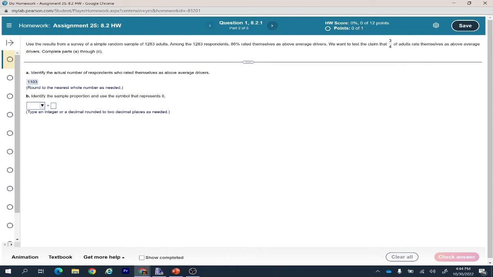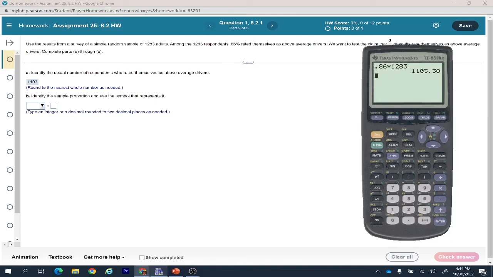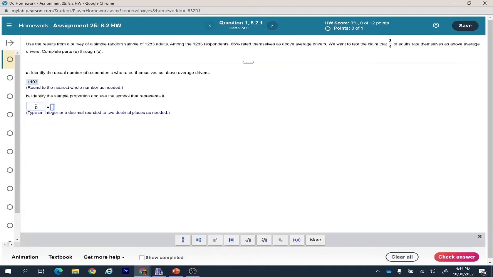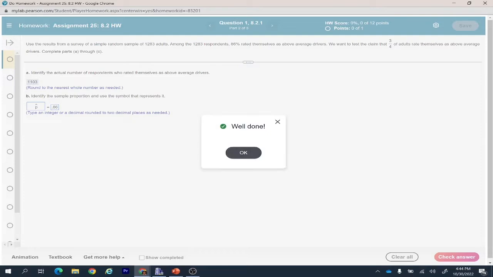So what is the sample proportion here? The sample proportion is, out of 1283, 86%. The sample proportion is p hat, which is the notation for sample proportion. It's 0.86. Sorry, it's not 83, it's 86. So that's the sample proportion.